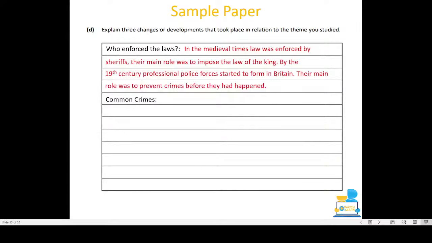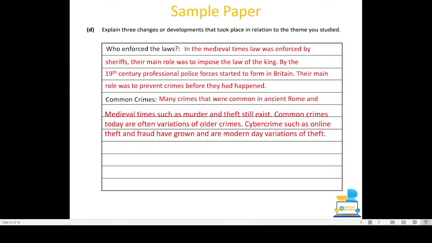Our second one we are going to look at is common crimes. So if we have a look here, we're looking at common crimes. So we're going to think of crimes that were important or common at that time. So this is our next development or change. So I have here many crimes that were common in ancient Rome and medieval times, such as murder and theft, still exist. Common crimes today are often variations of older crimes. So cyber crimes, such as online theft and fraud, have grown and are modern day variations of theft, okay?